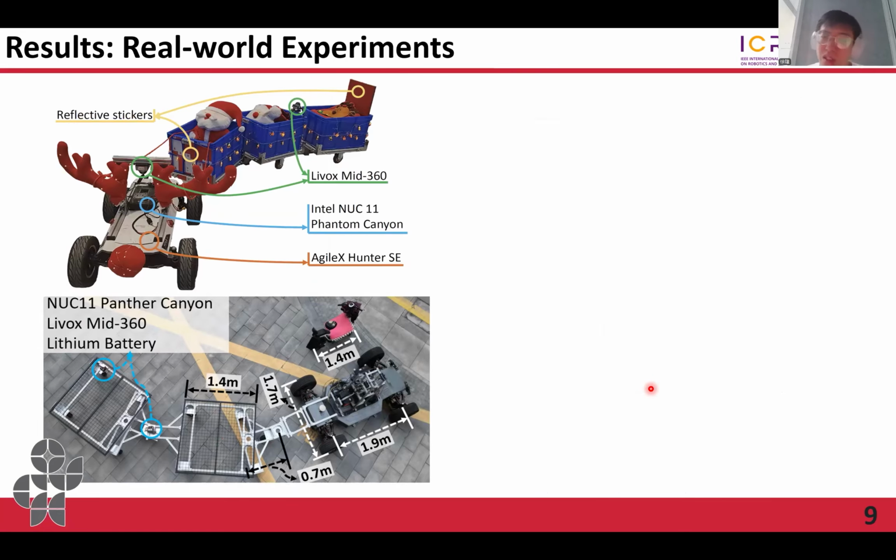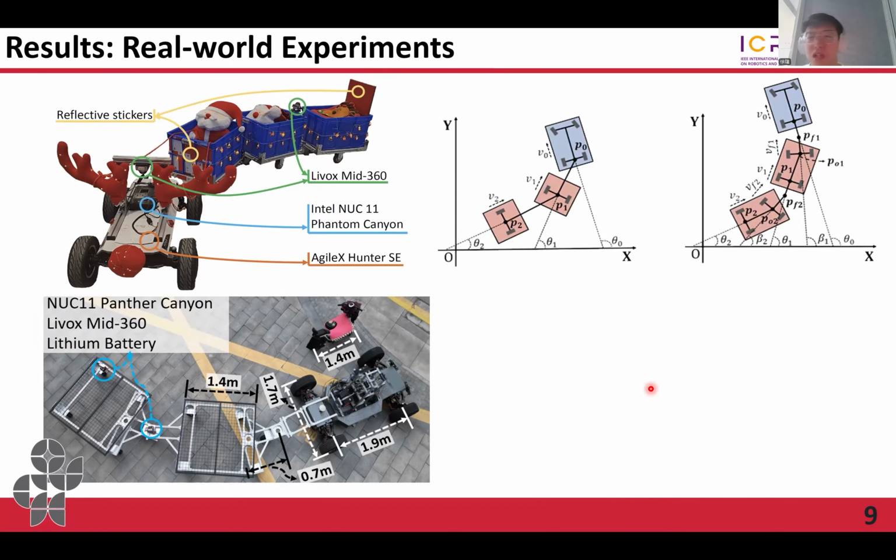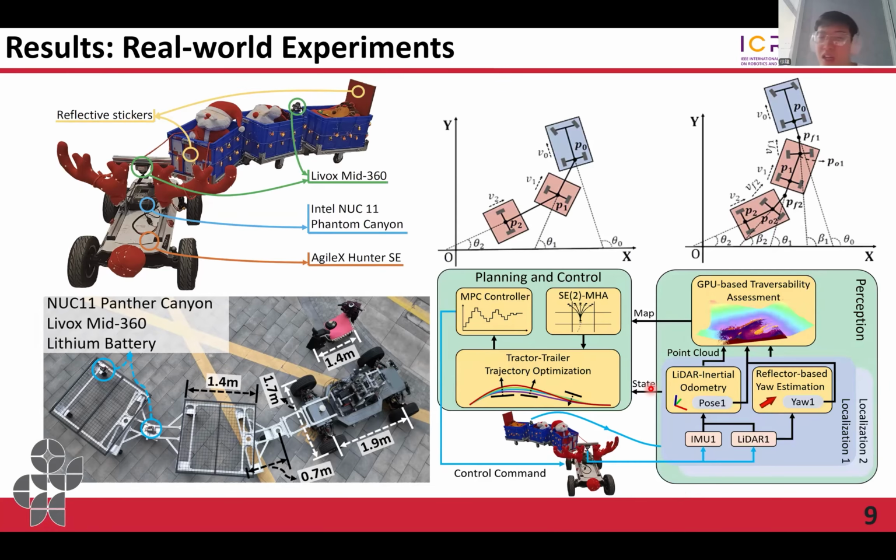To validate our method in the real world, we built two kinds of tractor robots. They have different kinematics. The system includes onboard sensors and computers. For the small one, we use a reflective marker-based localization. For the big one, we place a LiDAR and an IMU on each trailer separately, aligning the world frame with the IMU running on the trailer.